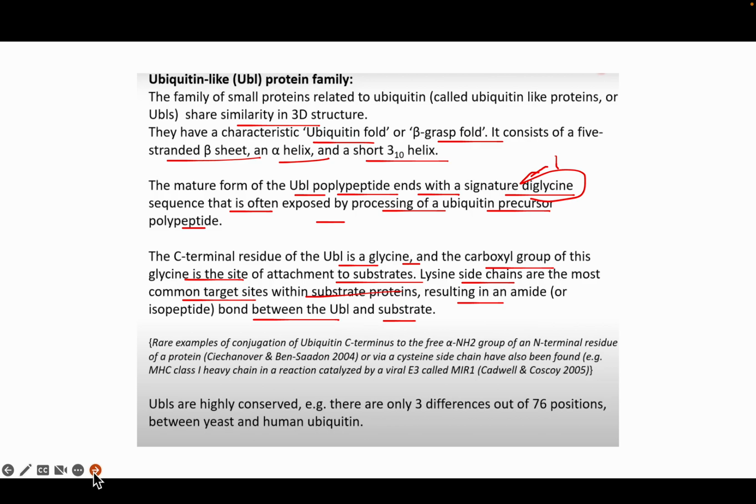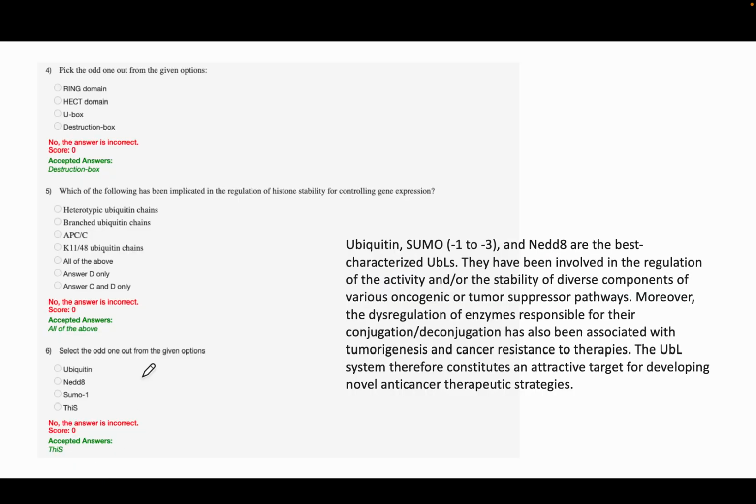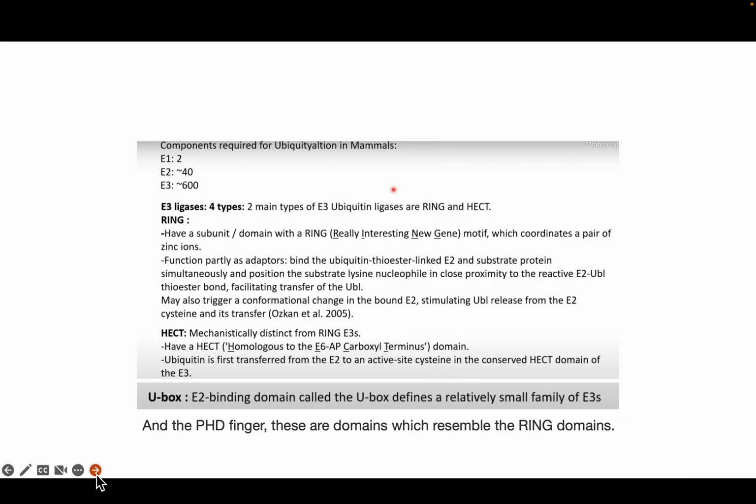Now we'll go to the next question. Pick out the odd one out from the given options: RING domain, HECT domain, U-box, destruction box. So to understand that, we need to know what these proteins are. U-box, HECT domain and RING-like domain are all part of E3 ligases.